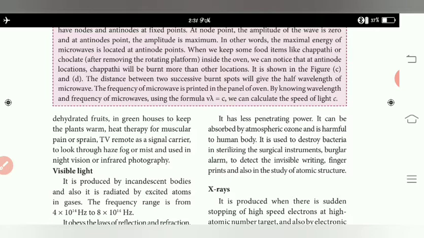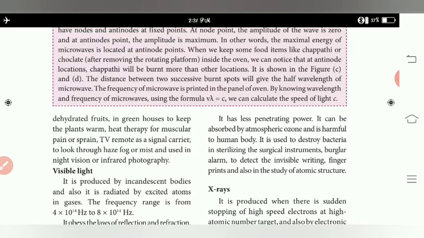In the TV remote you may see an LED bulb with a red color, right? That is nothing but infrared. It is used to look through haze, fog or mist, and in night vision or infrared photography. Many CCTV cameras are implemented with night vision, because at night without this we can't take photos. By using infrared we can capture photographs with high quality.